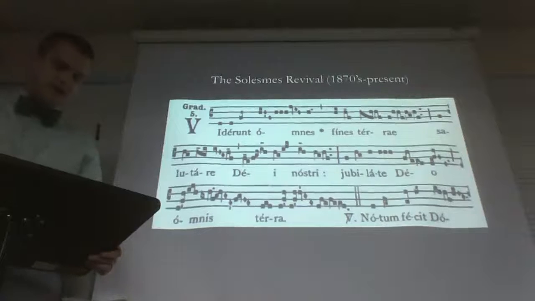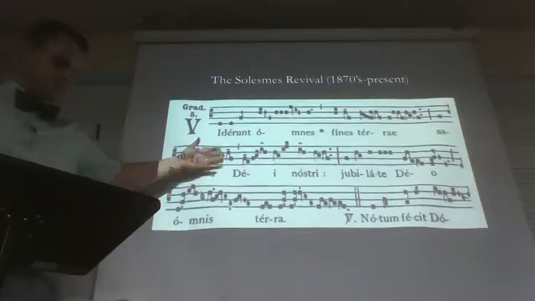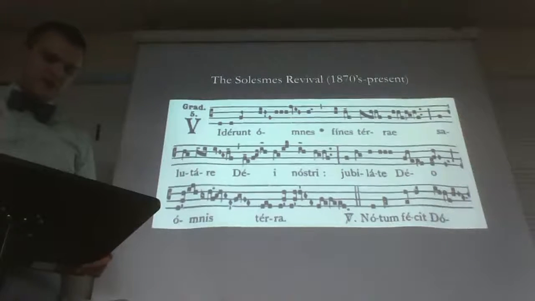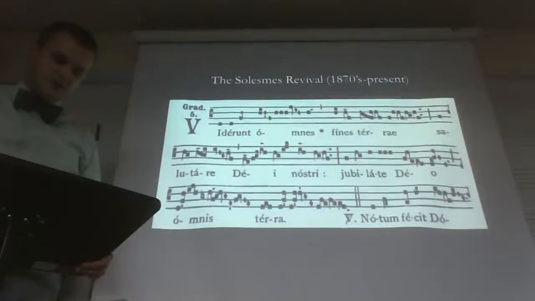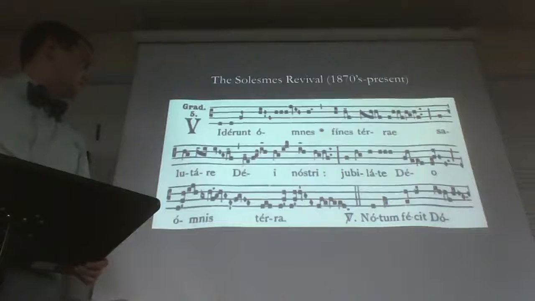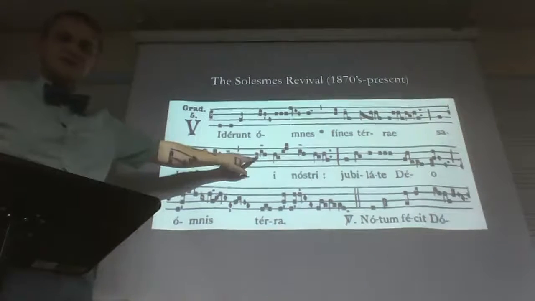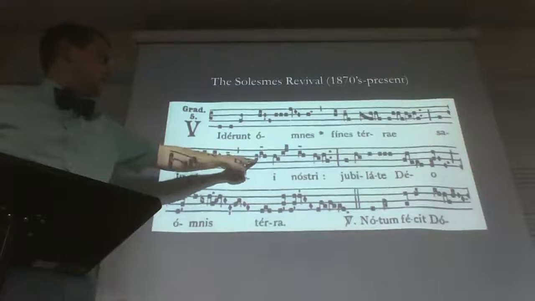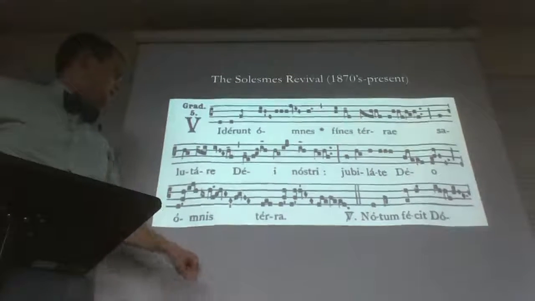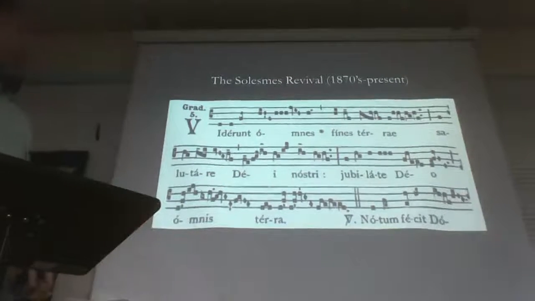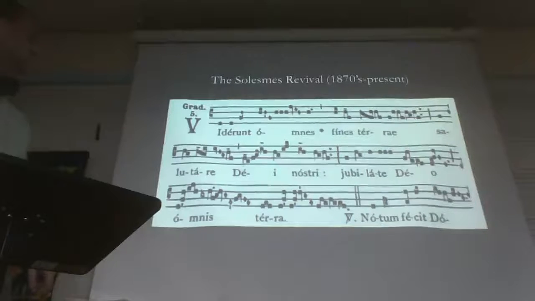Solesmes notation combined the staff and the square notes of late medieval notation with their own version of some of the vestiges of early notation, the rhythmic and expressive markings that disappeared later. For example, see if I can find it. It's a little blurry, but that's the quilisma, the squiggly quilisma. The diamonds as well. I don't think there are any virgas in here.